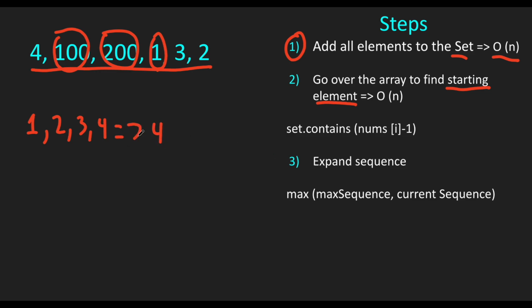At each step, we check that our previous maximum sequence was 1 and our current sequence is 4, and we update our max sequence. So we take the maximum of the max sequence, which was 1 earlier because of 100 and 200, and the current sequence, which is 4. We update that to 4 and return it.